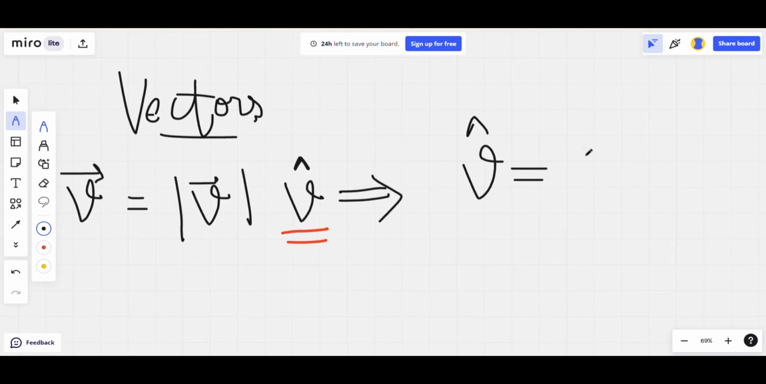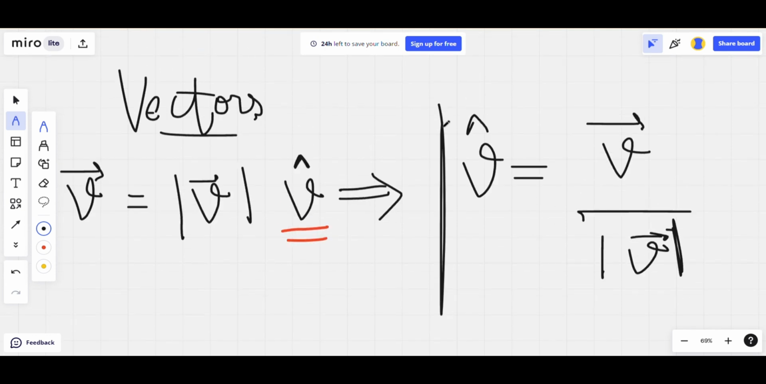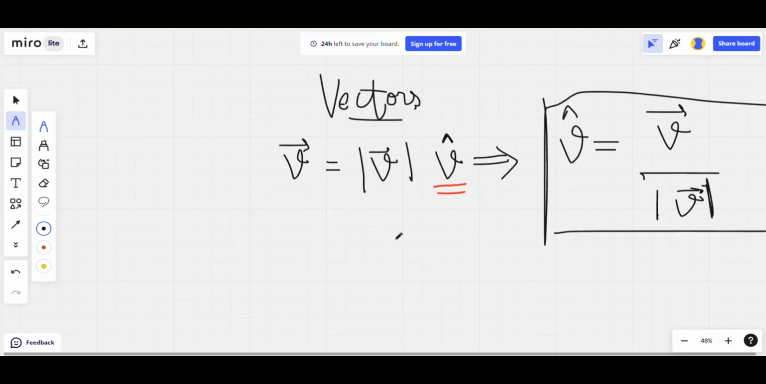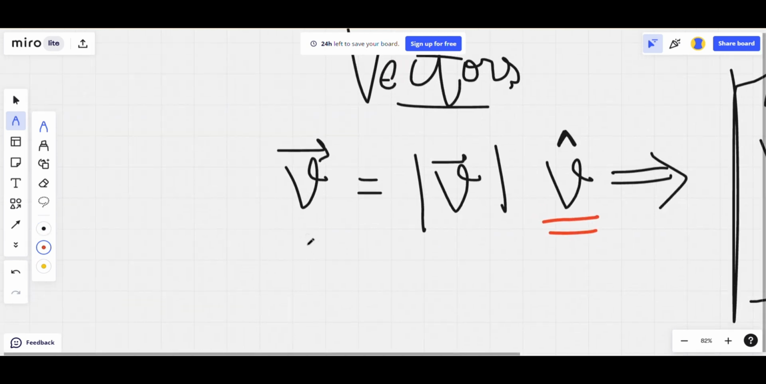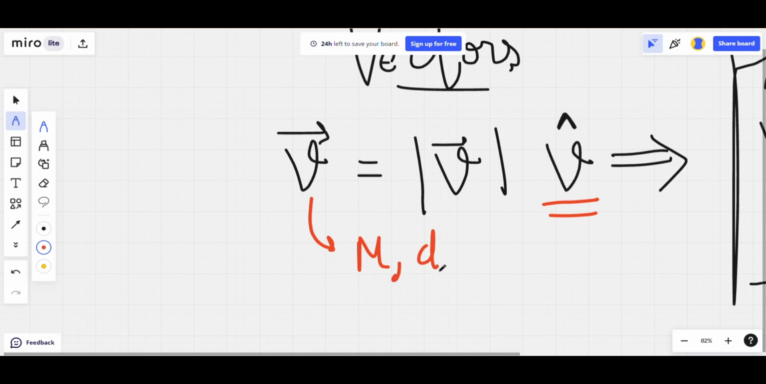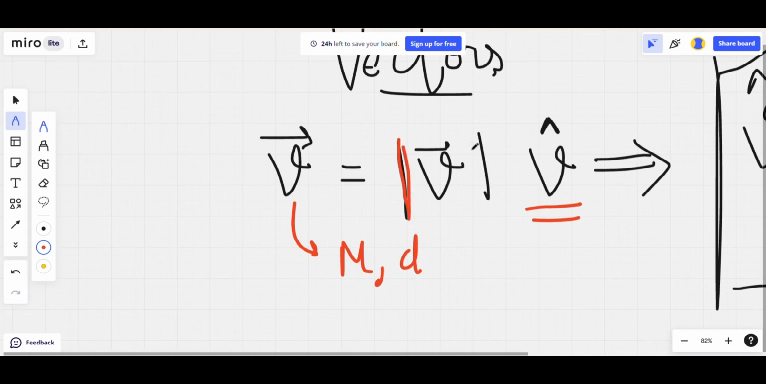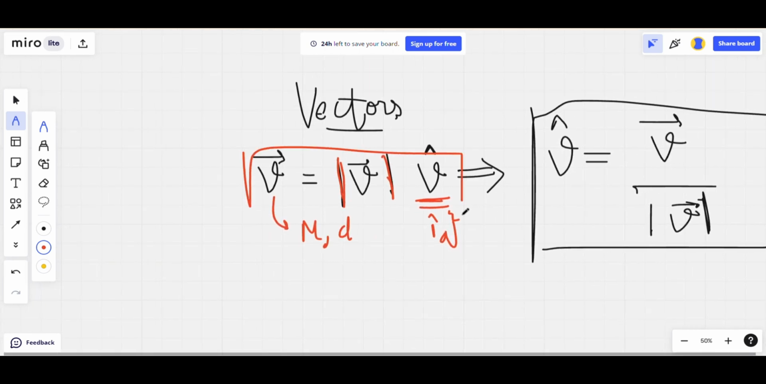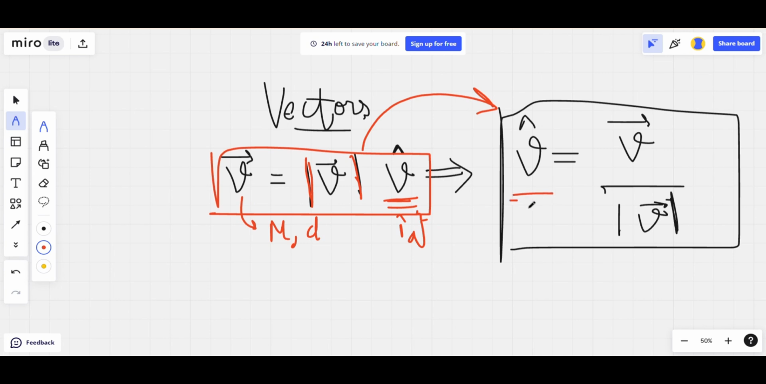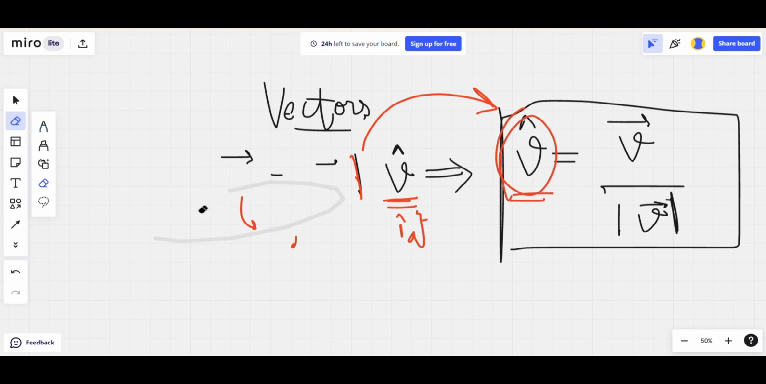You have the vector divided by the magnitude of the vector, and then you'll get the unit vector. This is a formula that you can just keep in your mind. How? A vector is described by magnitude and then its direction. Magnitude is given by the mod of the vector itself, and the direction is given by the unit vector: i cap, j cap, or k cap. And from this equation comes another equation using which you can find the value of the unit vector. Now let's look at unit vectors.